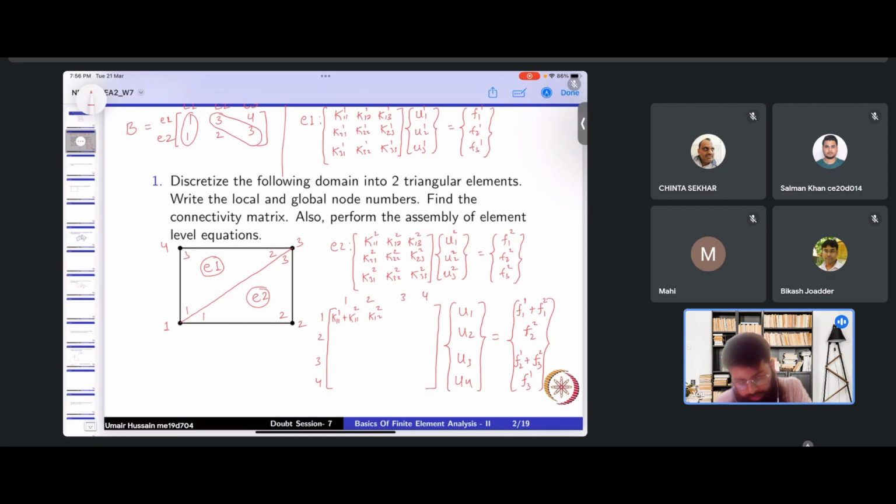And for node 3, we have again two contributions. For node 3, can someone tell me, position 1, 3 of the global K matrix? K12 at 1, K12 at 1. K13 at 2. Yes. Very, very good.